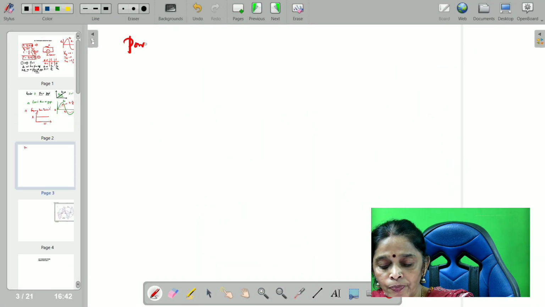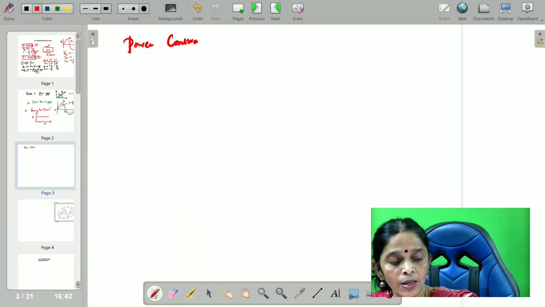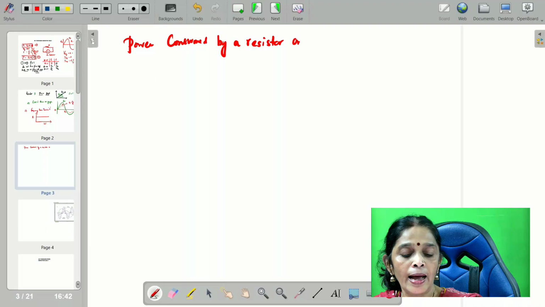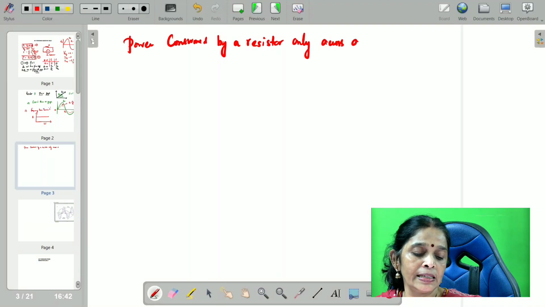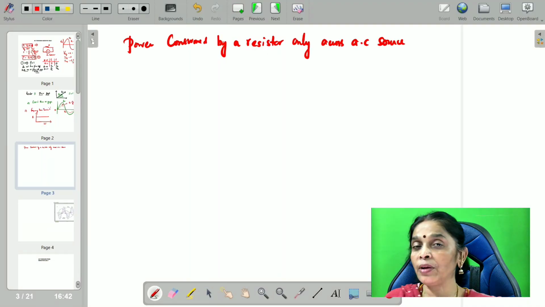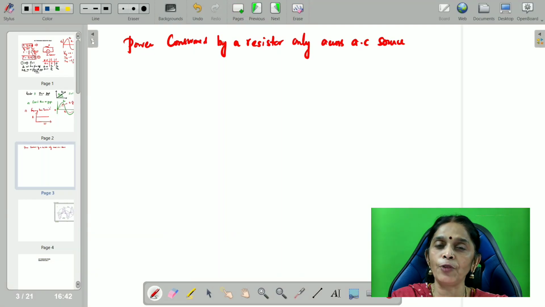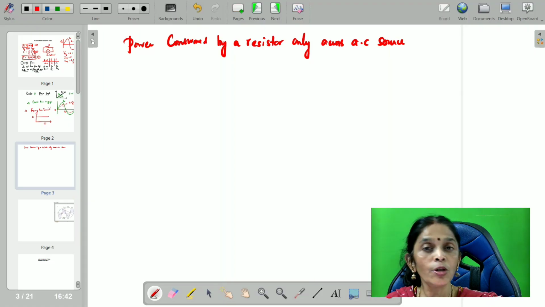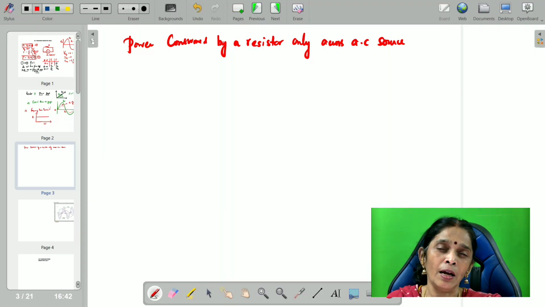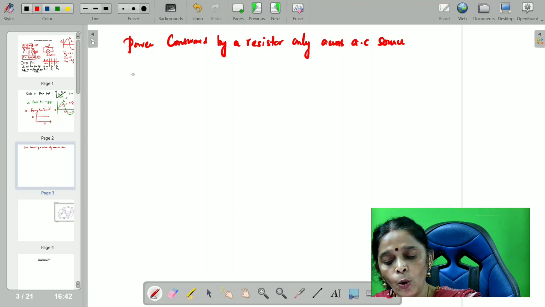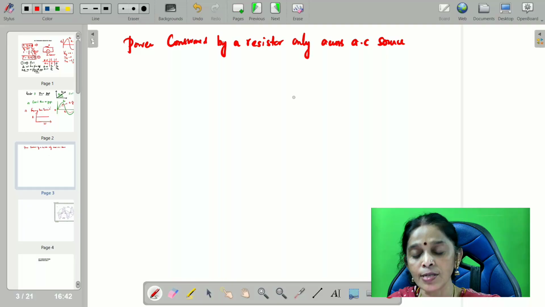Power consumed by a resistor only across an AC source. Children, if I am deriving power, the same way you can derive it for other elements. Keeping non-mathematics students in account, I will tell you how to tackle it, how to strategize. Even if you're a non-mathematics student, you can do it. Not a big deal. In fact, you will be learning just a gist of integral calculus, one or two steps. That's all.